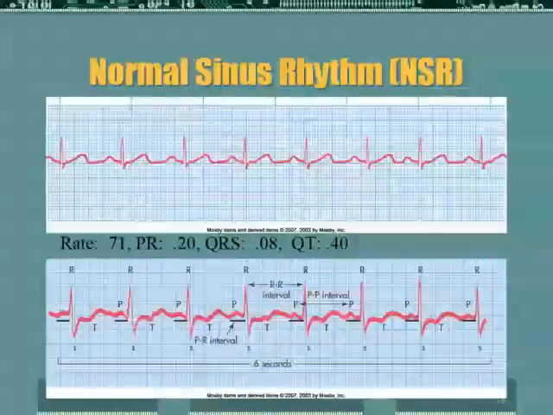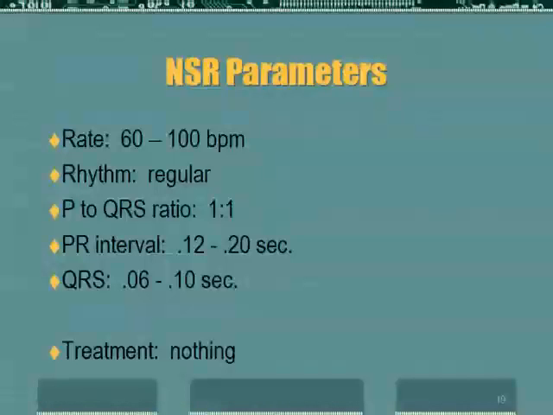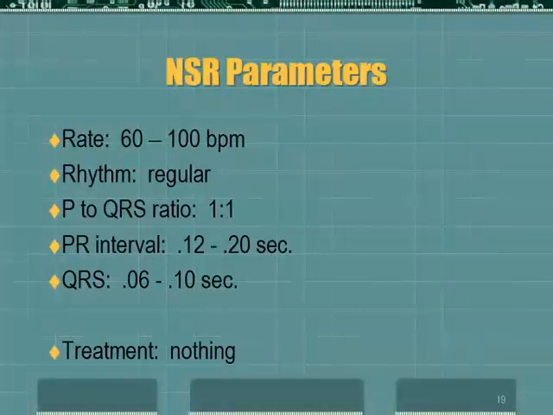So if we look at parameters for normal sinus rhythm, the rate is going to be somewhere between 60 and 100. The rhythm should look regular, so all P's to P's should measure regular and the same. All R's to R's should measure regular and the same. There should be one P wave for every QRS ratio. The PR interval should be 0.12 to 0.20 seconds, and the QRS should measure 0.06 to 0.10 seconds. So obviously no treatments needed because this is normal sinus rhythm.